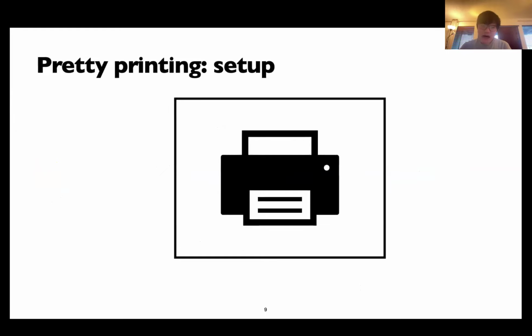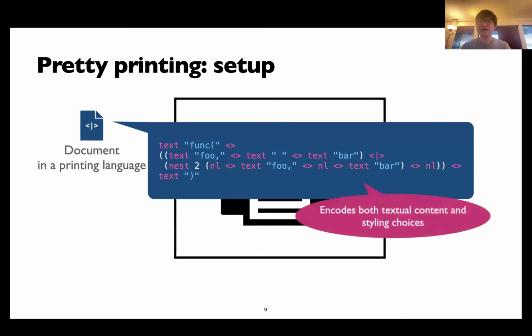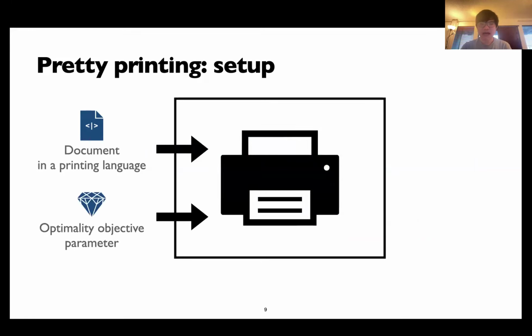How do pretty printers work? Well, it consumes a document that I talked about earlier. This document is actually a program in a family of domain-specific languages that we call pretty printing languages. Again, you do not need to read the code. I only want to say that this program, this document, encodes both the textual content and the styling choices, as I said earlier. It also consumes an optimality objective parameter. And for most pretty printers, this is going to be the page width limit. And then it outputs an optimal layout, the textual content that we want.